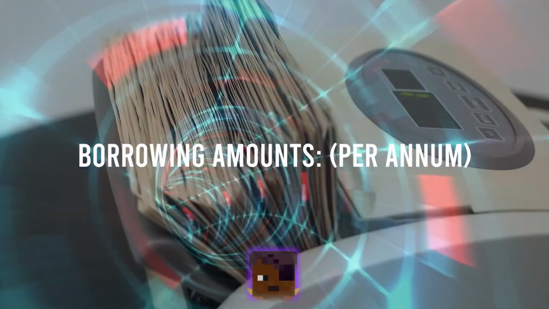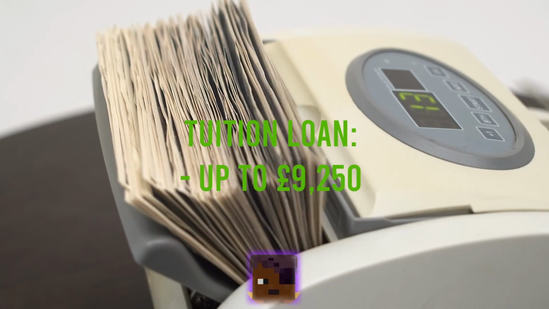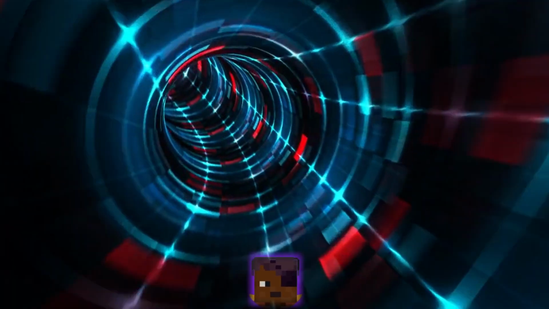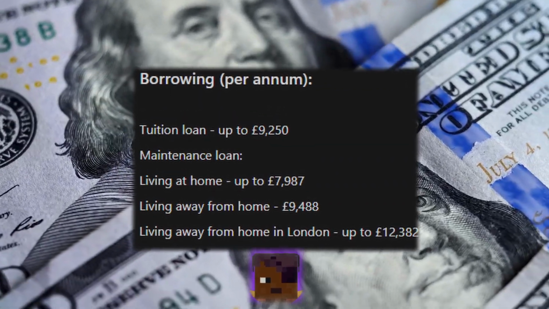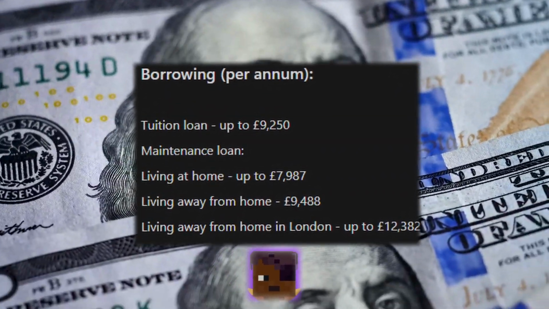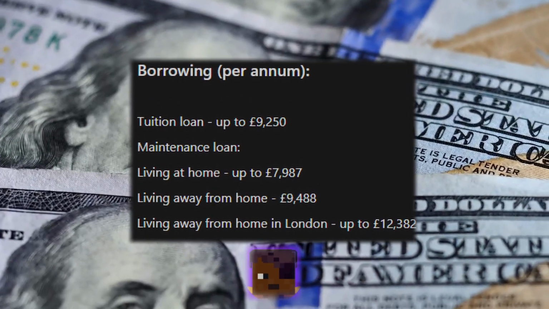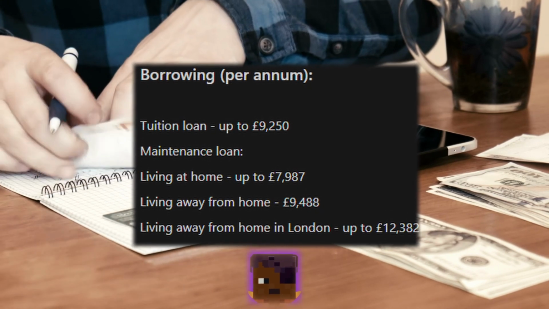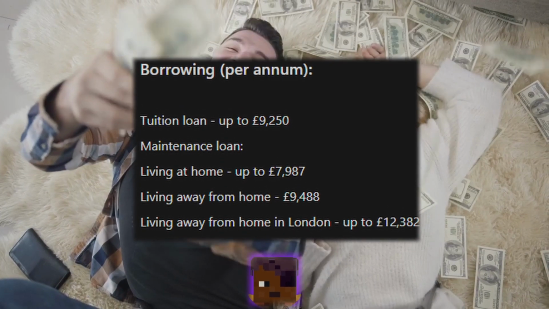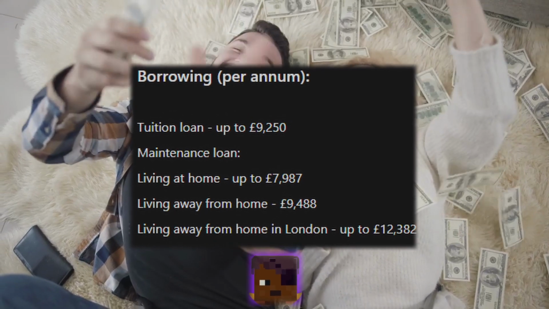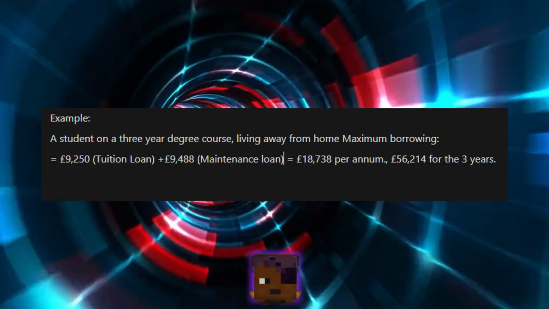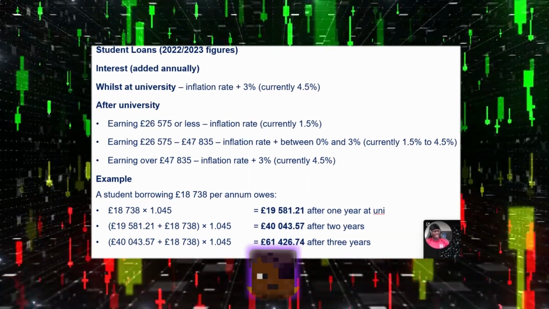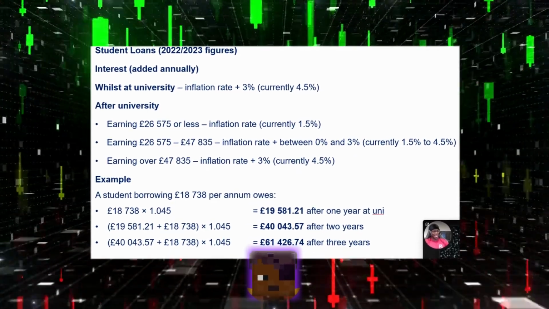Sad times. Borrowing per annum, tuition loan is up to £9,250. Now for the maintenance loans, if you live at home, your maintenance loan can be up to £7,987 a year, which sounds like a lot, but it probably isn't. Living away from home, up to £9,488, and finally if you live away from home and you live in London, it's up to £12,382. Here's an example. Alright, now for interest, I'm just going to leave this up on the screen. Here you can pause the video, you can read it.